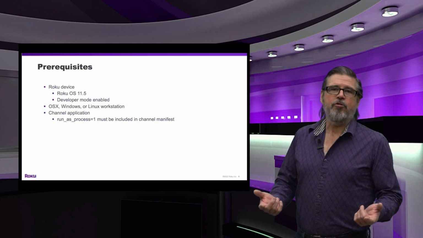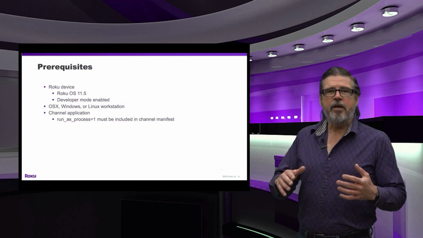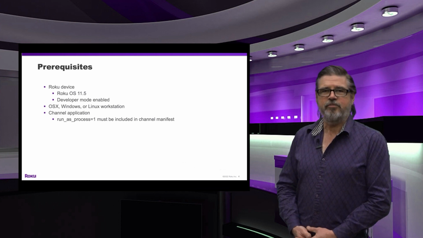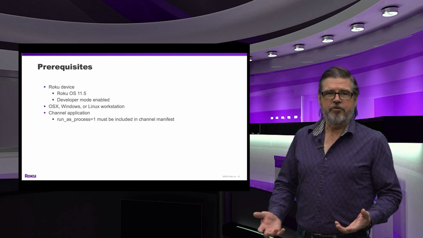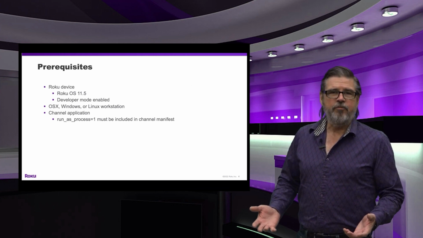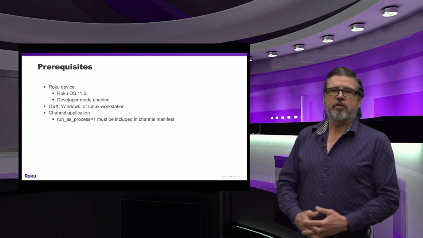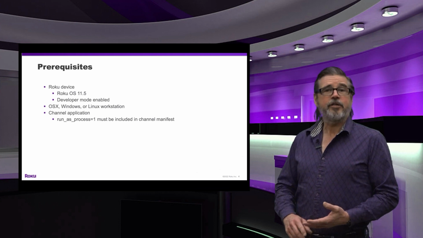The goal is to help you provide the best possible experience for your viewers. In order to use the Roku Resource Monitor, you just need to enable the Run as Process flag in your channel's manifest. Once you've done that and your Roku device is in channel developer mode, simply download and run the tool. The Roku Resource Monitor runs on an OS X, Windows, or Linux workstation.